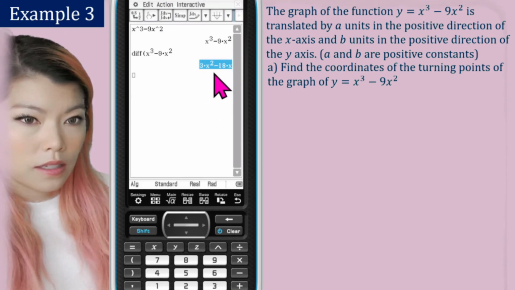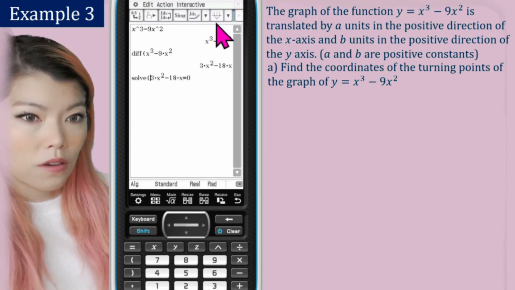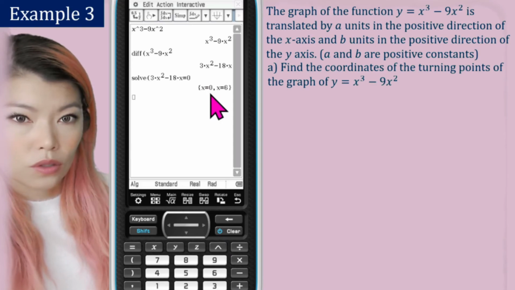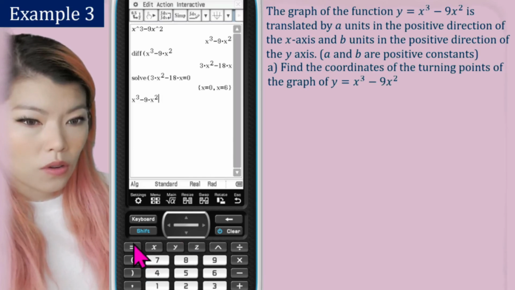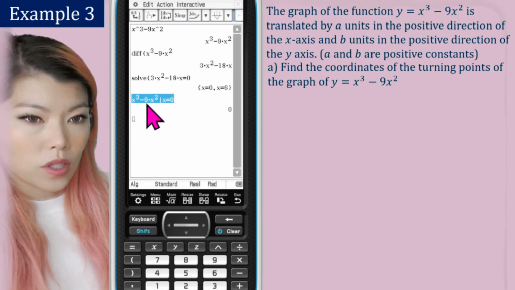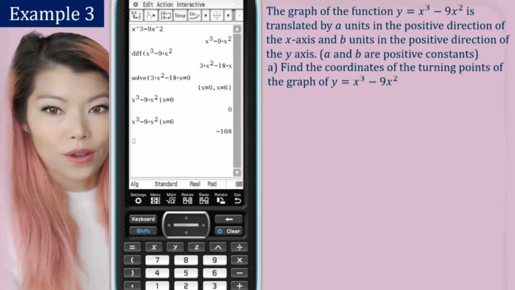Now the gradient is equal to 0 at the stationary points, and if we solve for that, we'll get the x values of the two stationary points. Now that we have the x values, we have to plug them into our original equation to find the y value of the stationary points. Bring up the bar by clicking shift comma again. We have 0, 0 as our first stationary point, and the other one is 6, -108.